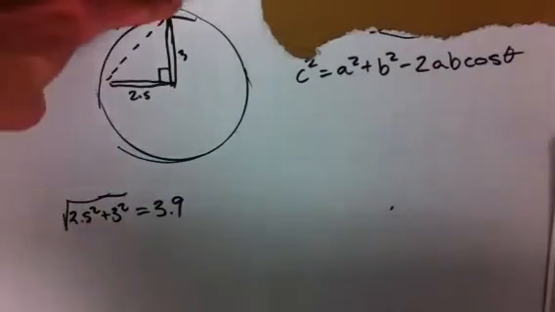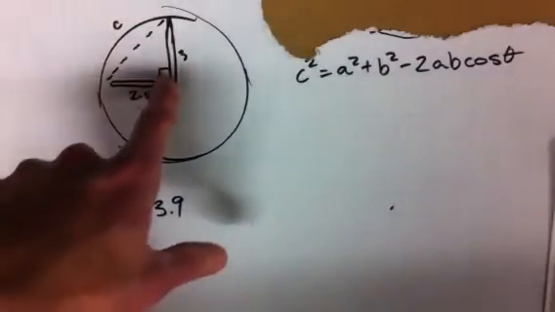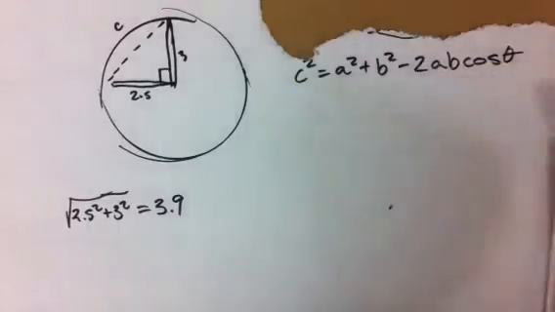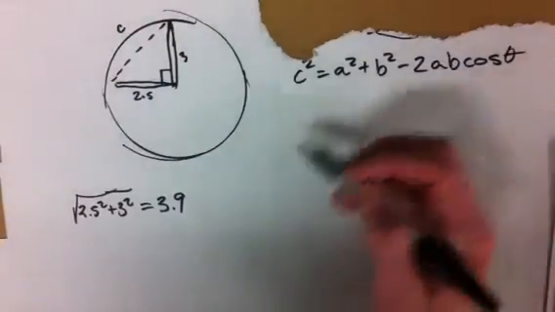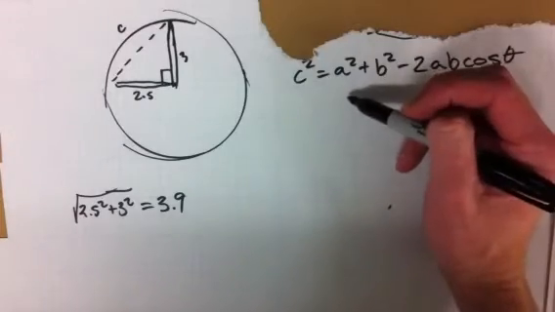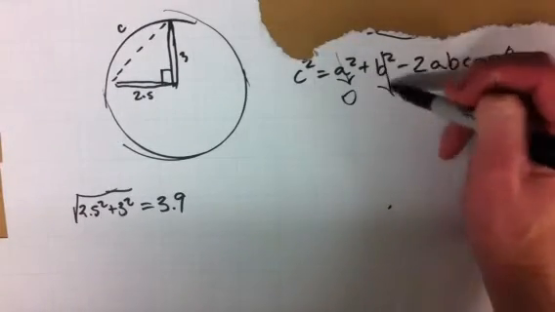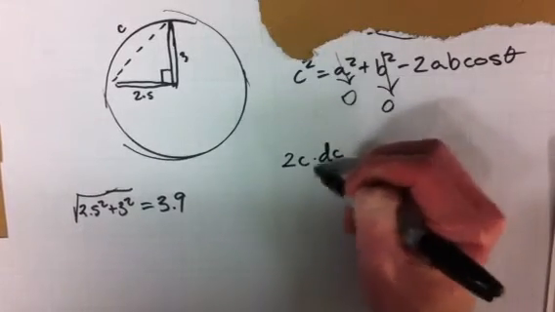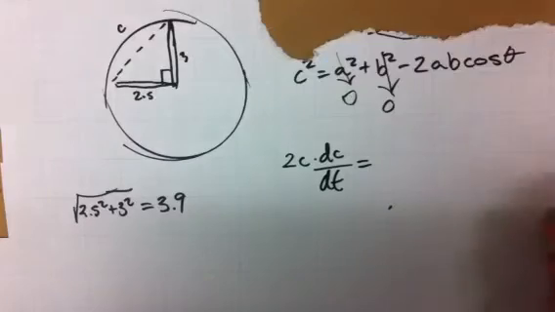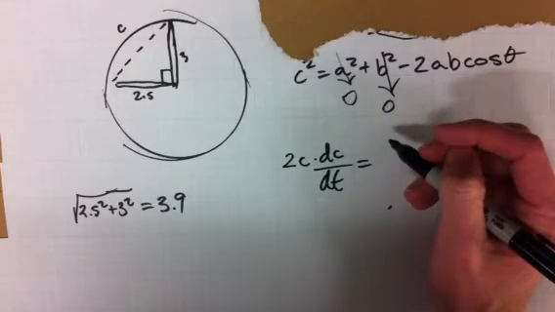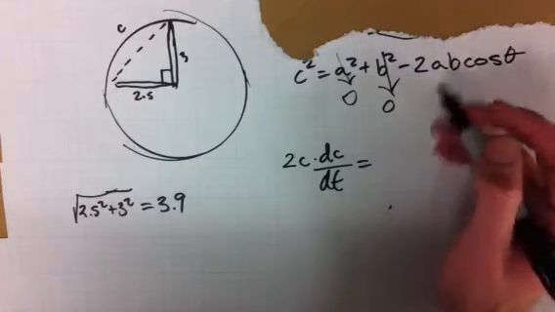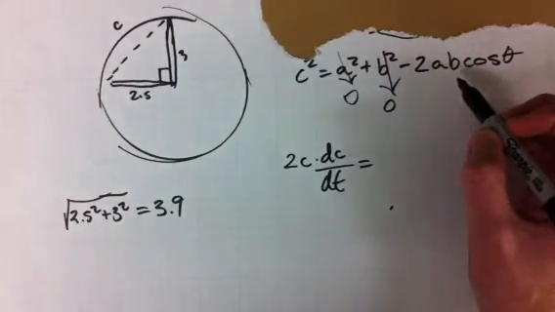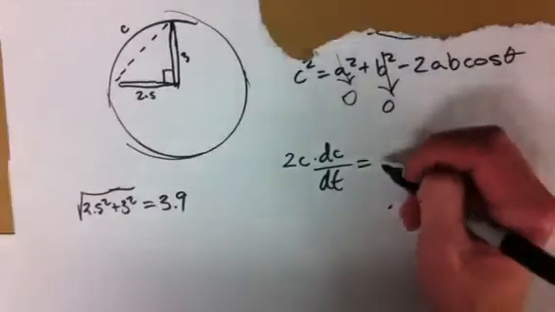So we need to relate this length to this angle, and that would be the law of cosines. So we're going to take the derivative of that, and a and b are constant, so those just become 0. So we get 2c dc/dt equals 2 times 2.5 times 3, we get 15.